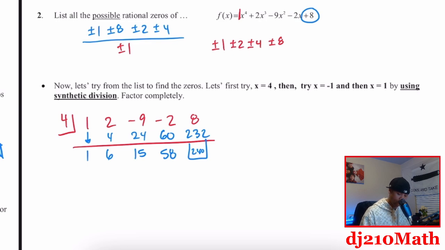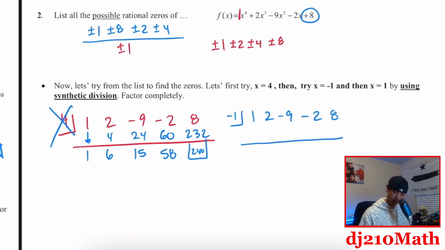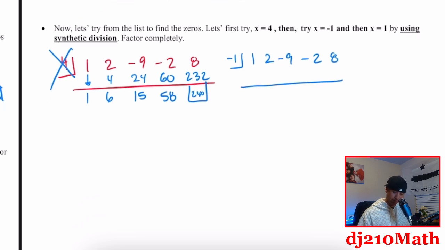All right, so x equals 4 doesn't work. Let's try -1. 1, 2, -9, -2, 8. Okay, bring down the 1 times negative 1.